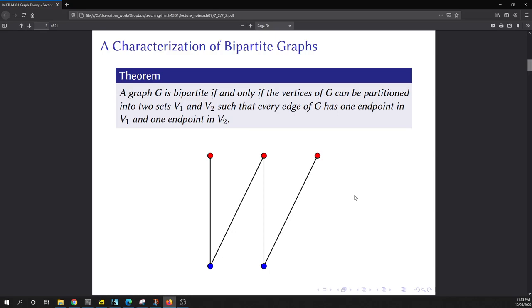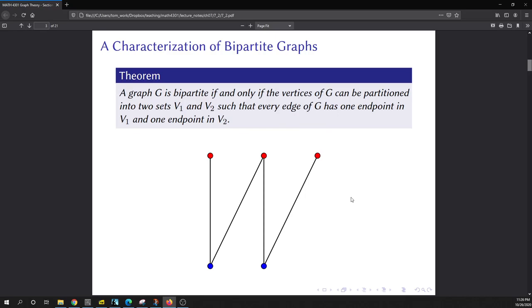One characterization of a bipartite graph is a graph G is bipartite if and only if the vertices of G can be partitioned into two sets, V1 and V2, such that every edge of G has one endpoint in V1 and one endpoint in V2. So it's pretty straightforward. If it's bipartite, then we get this vertex coloring with two colors, and you would take V1 to be all the red vertices and V2 to be all the blue vertices. And that's going to have this property, because if you have an edge in this graph, we know that the endpoints have to be different colors.